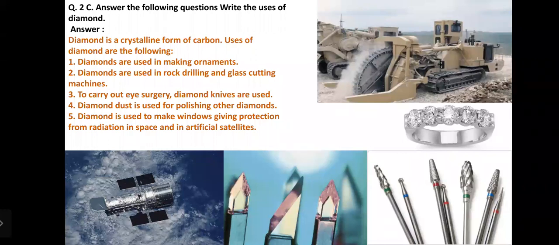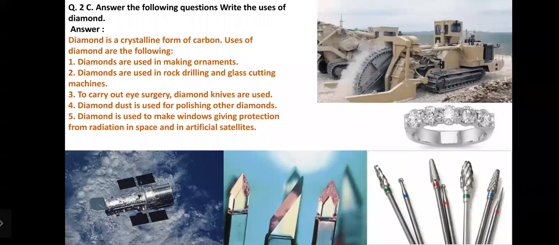The fourth one is diamond dust, which is used for polishing other diamonds. Since diamonds exist in many types, there may be a colorful diamond, black diamond, likewise blue diamond, green diamond. So some of the diamond dust is used to polish the other diamonds.